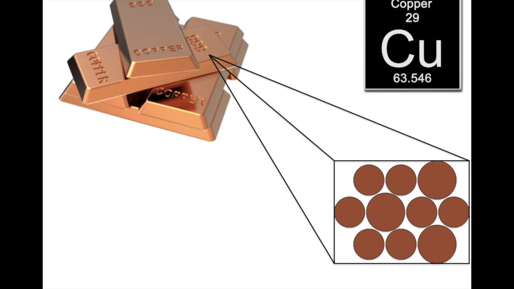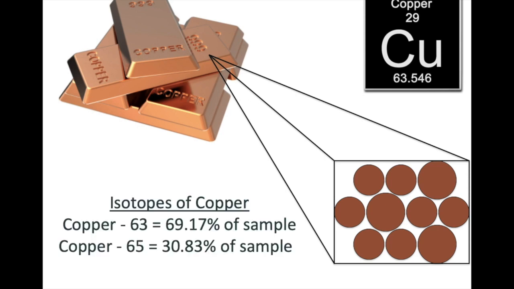This is because copper has 2 prevalent isotopes, copper-63, which makes up approximately 70% of any sample of copper, and copper-65, which makes up approximately 30% of any sample of copper. We say that copper-63 is 69.17% abundant, and copper-65 is 30.83% abundant. You can see that the average atomic mass of copper is 63.55 atomic mass units, or AMU, which is closer to the more abundant isotope copper-63 as compared to the less abundant isotope copper-65.